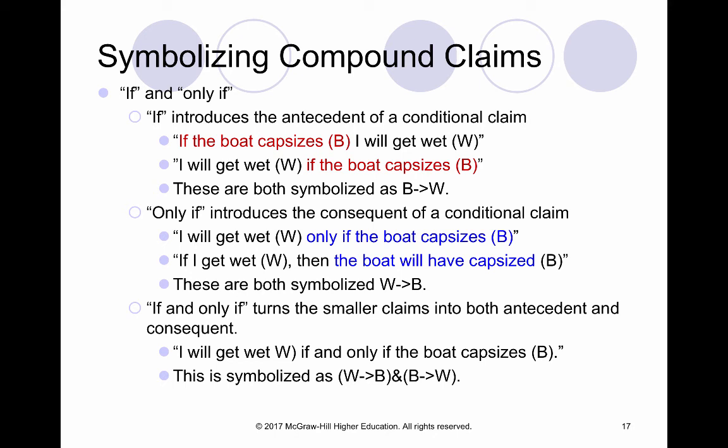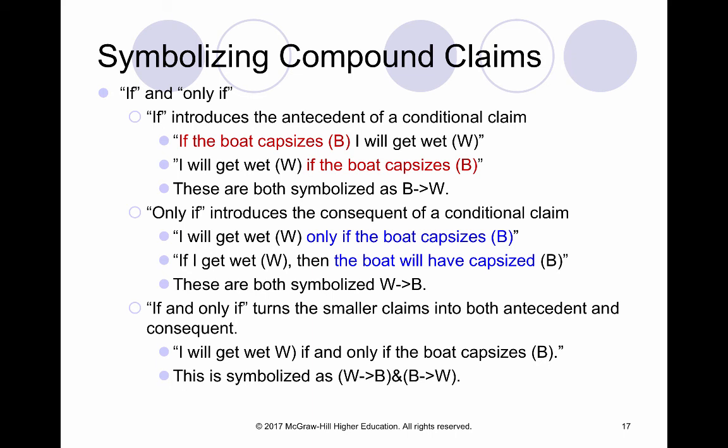Sometimes conditional claims can be a little confusing, so you need to look at the wording carefully to make sure you're interpreting it correctly. Three words or phrases using the word if can be problematic, but if you learn the rules for them, it can make it easier. First, the word if by itself. When it's used alone, it signals the antecedent, which is the first claim of a conditional claim. If the boat capsizes, I will get wet. If the boat capsizes is the antecedent. I could say it as I will get wet if the boat capsizes, and if the boat capsizes is still the antecedent, and these are both symbolized as if B, then W.